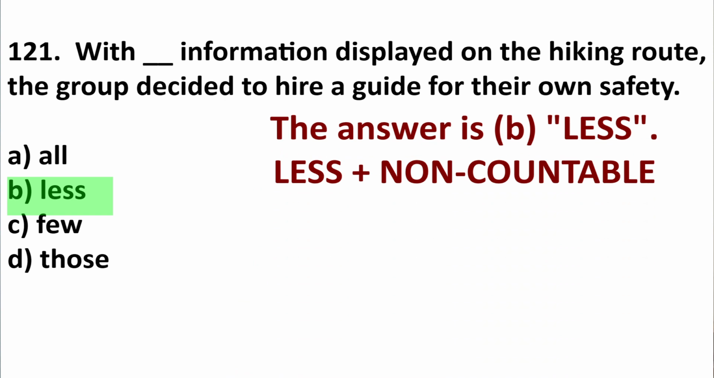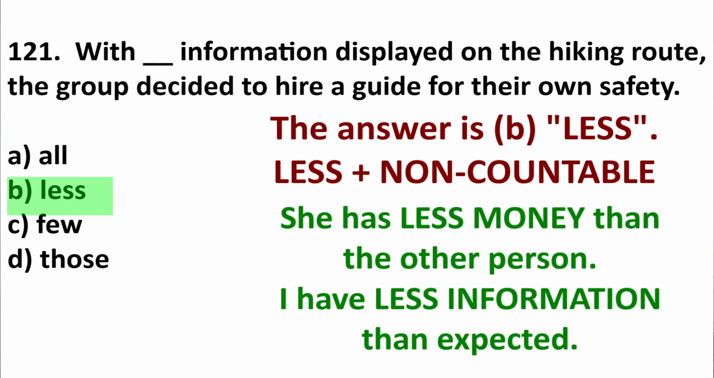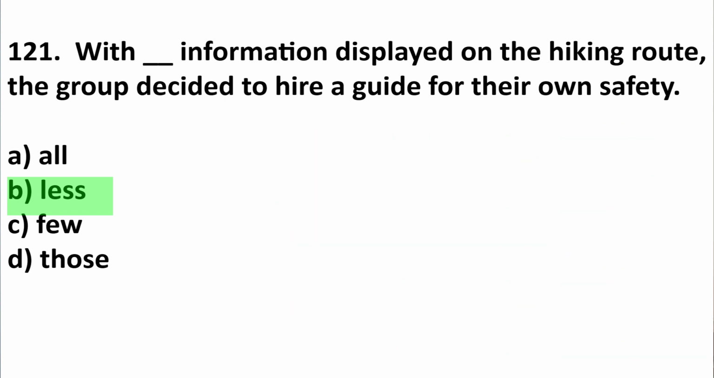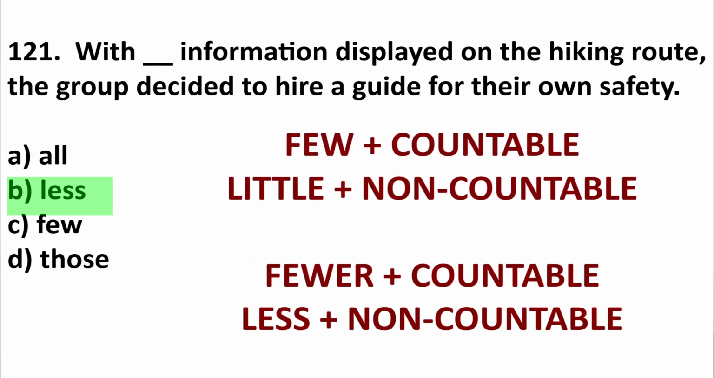We use less plus non-countable. She has less money than the other person. I have less information than expected. Notice money and information are non-countable, so it would be wrong if I said I have few money or few information. I put few before countable plural nouns, and I put less before non-countable nouns.